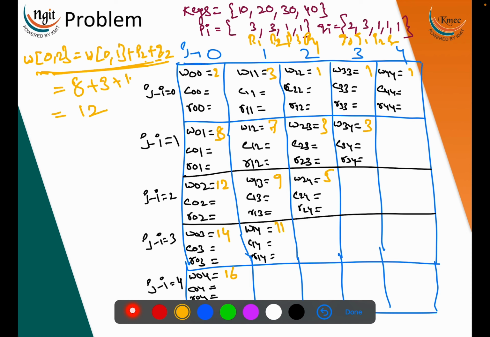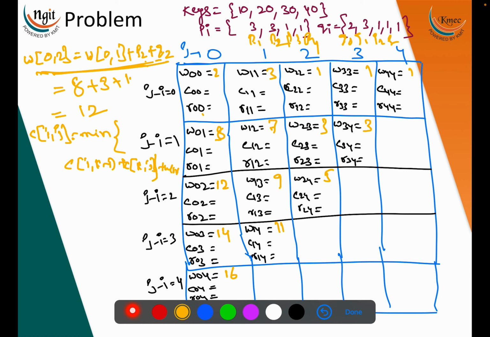These are the values. Now you have to calculate the cost of it. So what is the cost formula? Just now we saw it in the last slide. C of ij is equal to the minimum of C of i comma k minus 1 plus C of k comma j, plus the added weight W of i comma j. So now you have to calculate the cost, starting from the first row onwards.